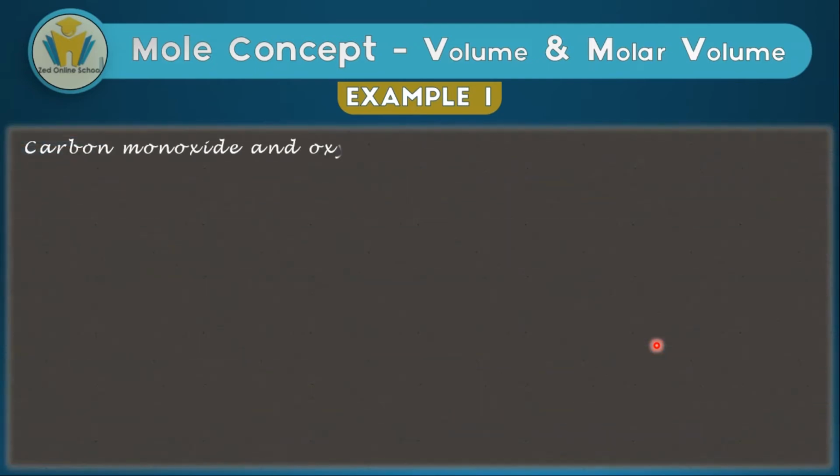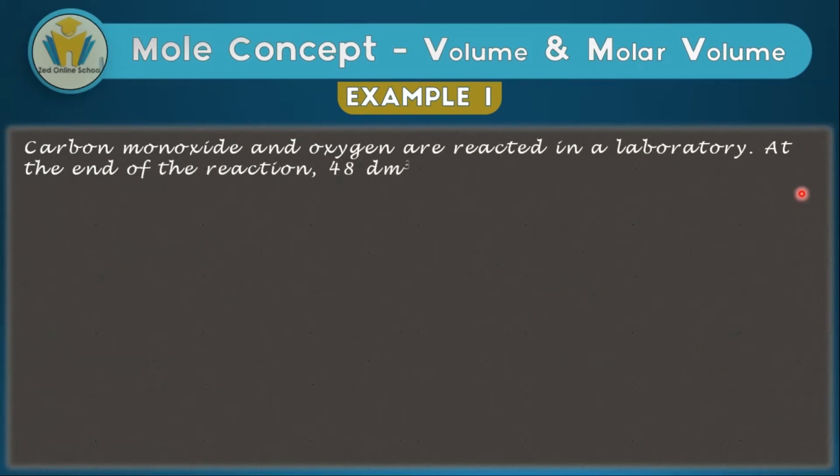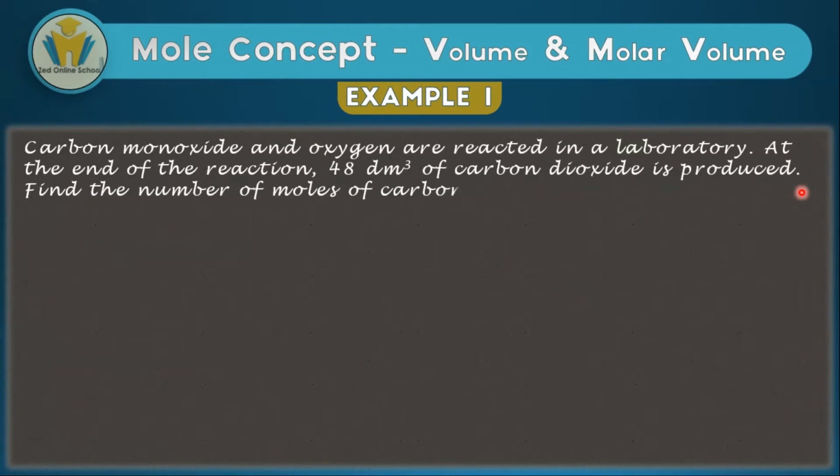We know the formula is n is equal to V over mv. So let's talk about a question that just shows us how we can use that formula in the simplest way. This question is a perfect one. They are telling us carbon monoxide and oxygen are reacted in a laboratory. At the end of the reaction, 48 cubic decimeters of carbon dioxide is produced. Find the number of moles of carbon dioxide produced. It's a simple question. We're just using the exact formula that we're looking at.